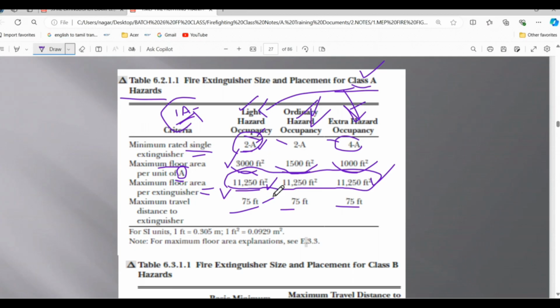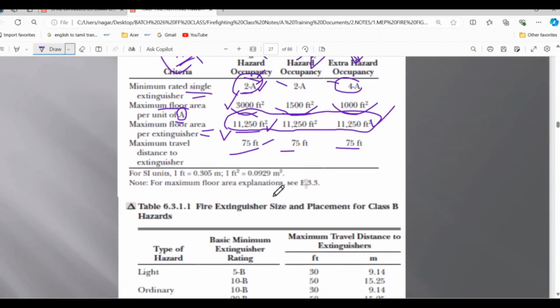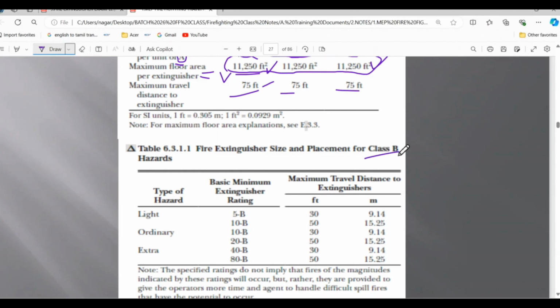And here, this is class A. Coming to class B. Class B normally, what hazard will come? Class B means which hazard? It's about the electrical equipment or what? Highly flammable equipment. Flammable liquids, yeah, flammable liquids, this type of thing. So that will come under class B.